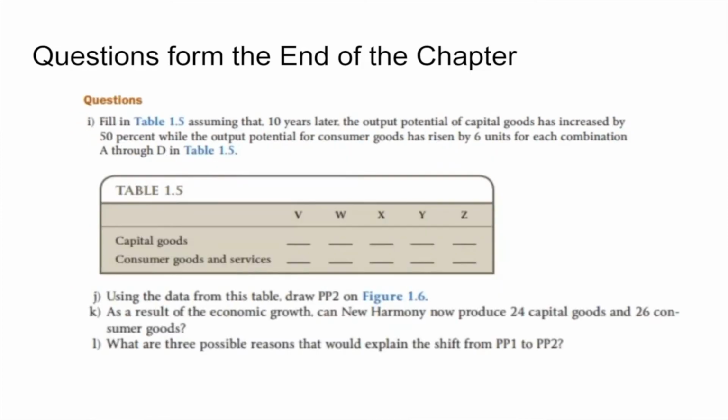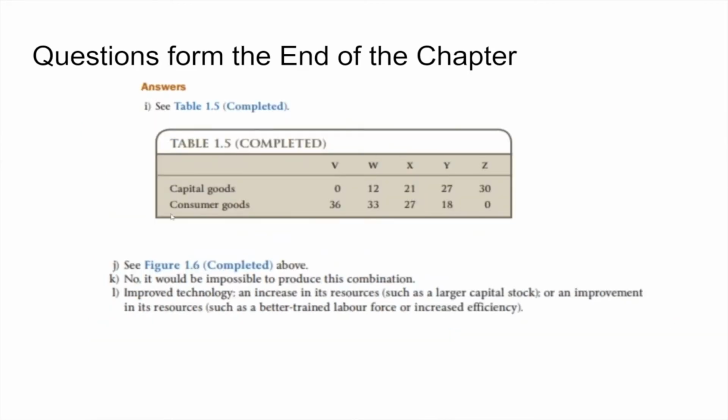Okay? Which is typical when we have an increase in productivity. Part K says, as a result of the economic growth, can New Harmony now produce 24 capital goods and 26 consumer goods? Okay, so 24 capital and 26 consumer. So if we go look at our chart here, the table we've just drawn, we ask ourselves, okay, can they make that combination of 24 capital?